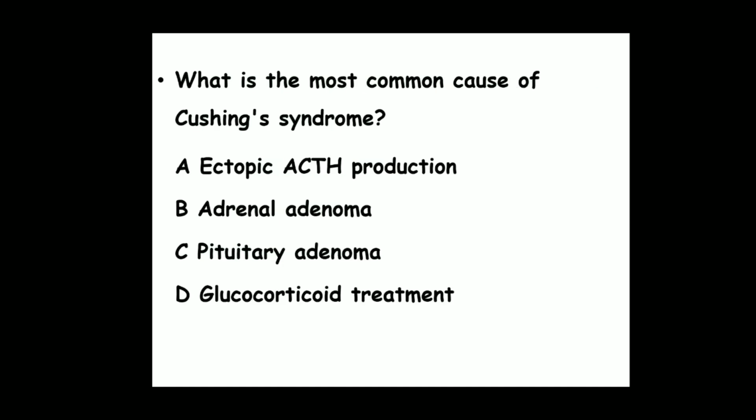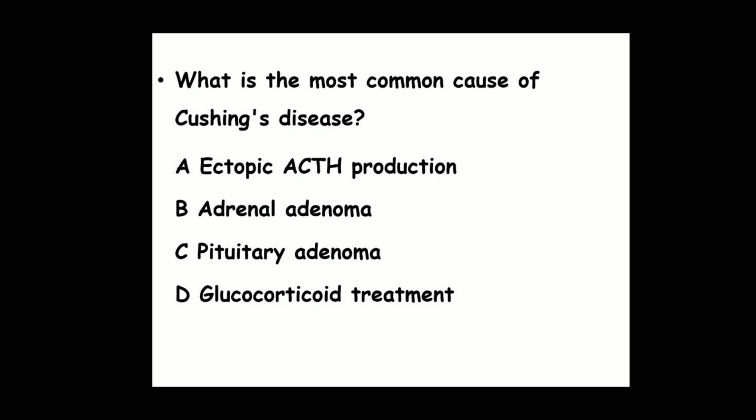What is the most common cause of Cushing syndrome? Ectopic ACTH production, adrenal adenoma, pituitary adenoma, and glucocorticoid treatment. What's the most common cause of Cushing syndrome? We have already discussed this in the previous video, and definitely it is the glucocorticoid treatment, especially for arthritis and asthma patients. We are using steroids as an important regimen in their treatment, and this is the reason for Cushing syndrome.